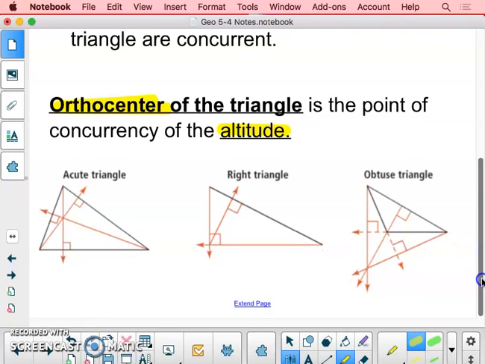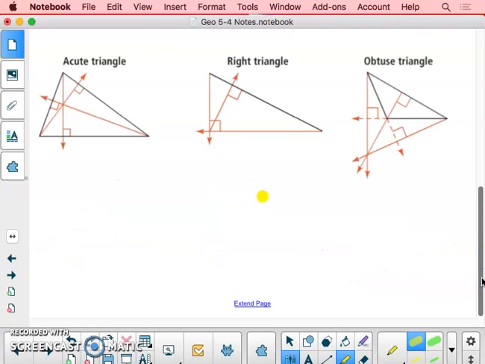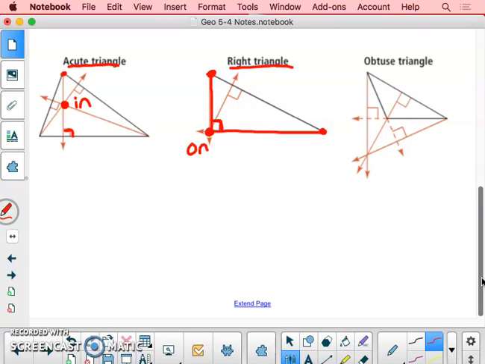All the red lines on this page are known as altitudes. Sometimes if you get an acute triangle, all of the heights of the triangle, the altitudes that go from a vertex perpendicular to the opposite side, end up meeting inside the triangle. In right triangles, it's kind of unique. The altitudes in red go from a vertex perpendicular to the opposite side. It ends up being on the triangle. It actually ends up being right where the right angle would be in a right triangle.